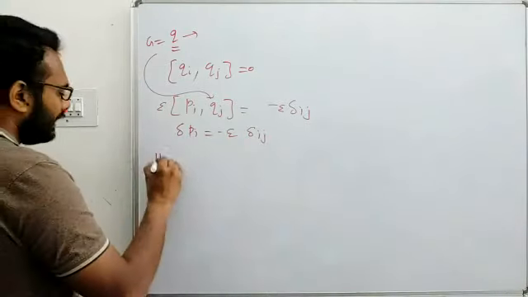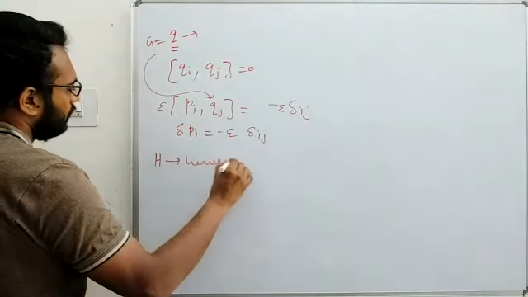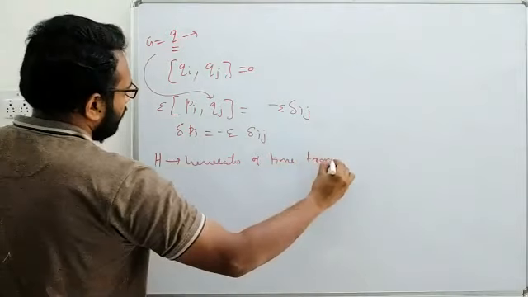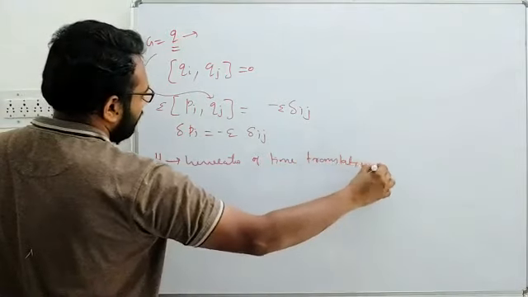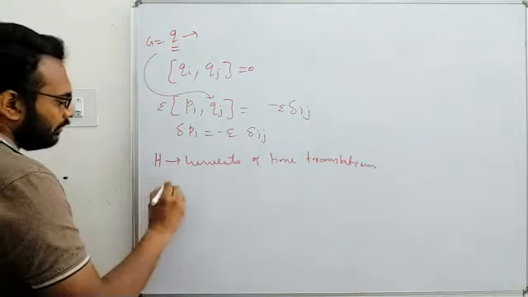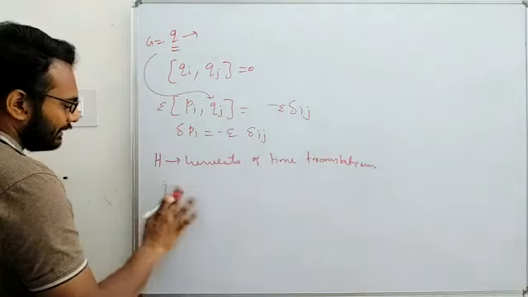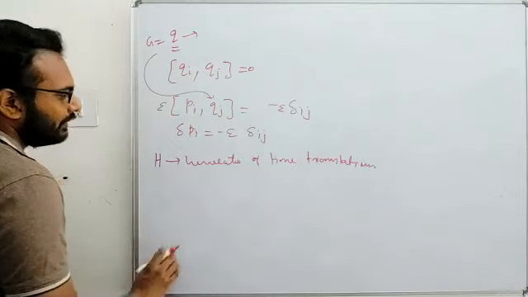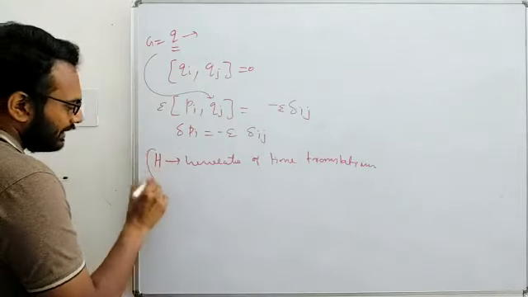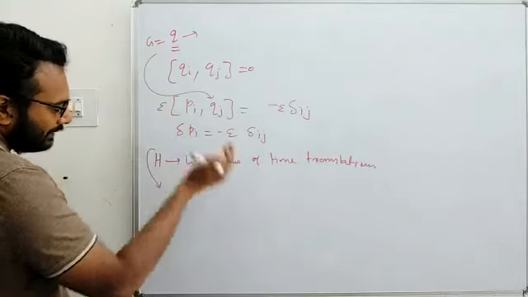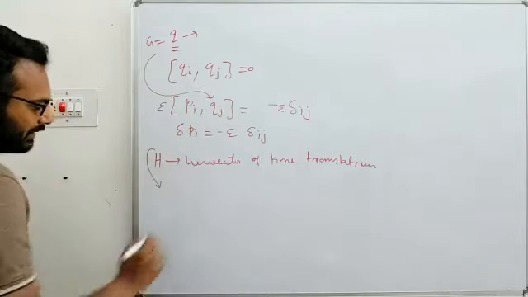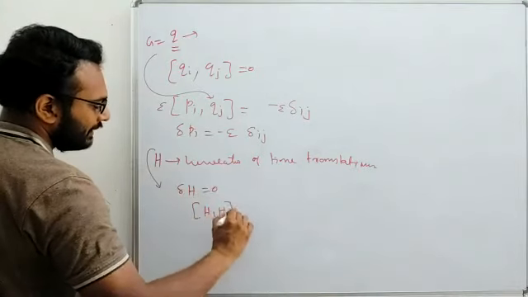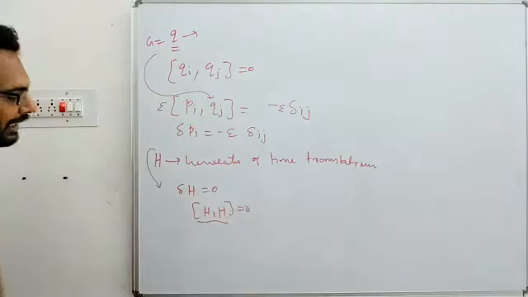And finally, H is the generator of time translations. Okay, and if H does not explicitly depend on time, we know that delta H... How do we know whether the energy is conserved? If energy is conserved, the transformation generated by H has to be a symmetry, which means that delta H has to be 0, or the Poisson bracket of H with H is equal to 0. This is true, right? H with H is equal to 0.